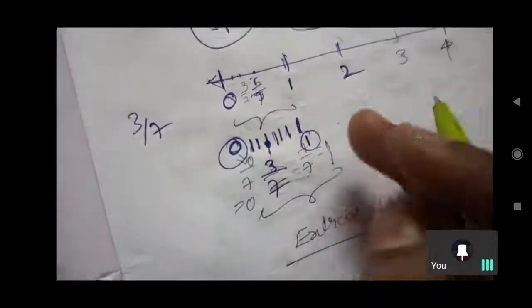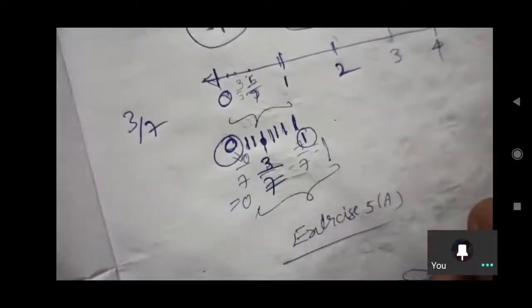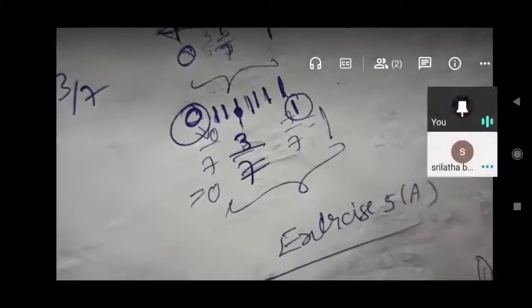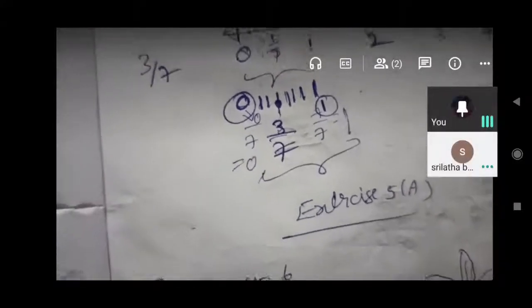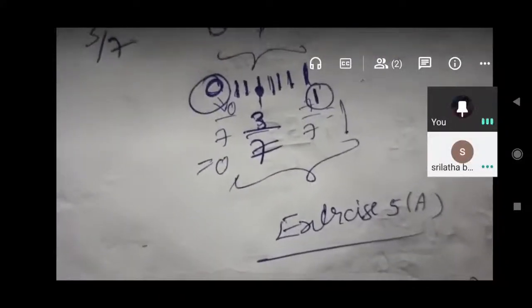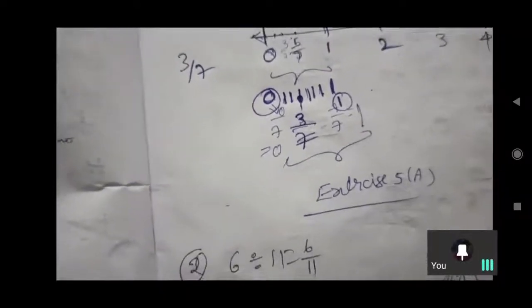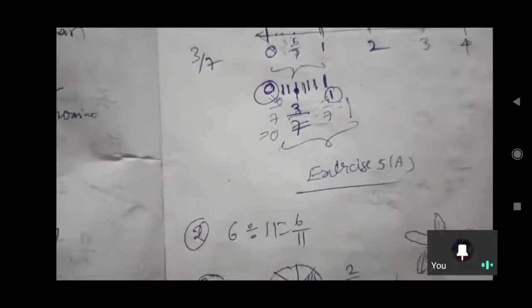How can we identify the fractions on a number line? Some sound is coming. What is that sound? You want to talk? No? Mute it. If you want to talk only, unmute. This disturbance is coming from that side. Okay.